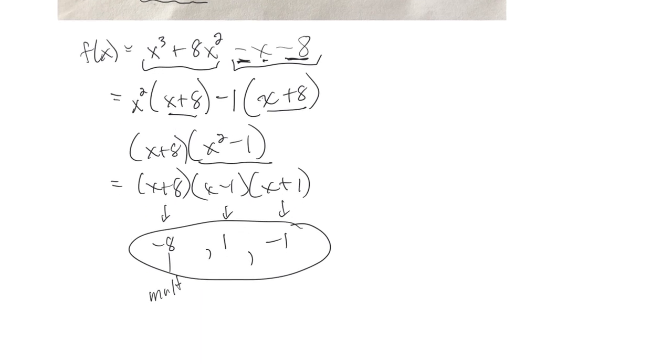If they say, what's the multiplicity? Each one is only shown once. So this would have a multiplicity of 1. This one would be multiplicity of 1. And so would this one.